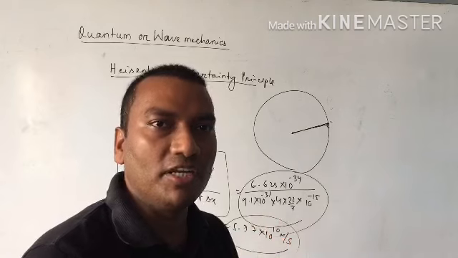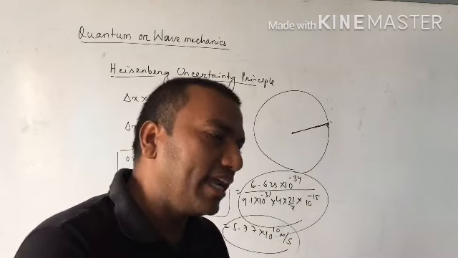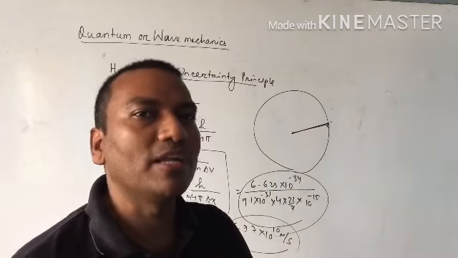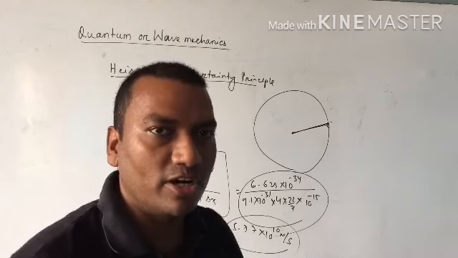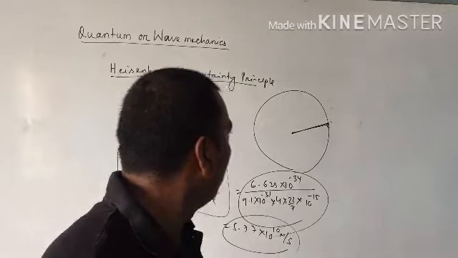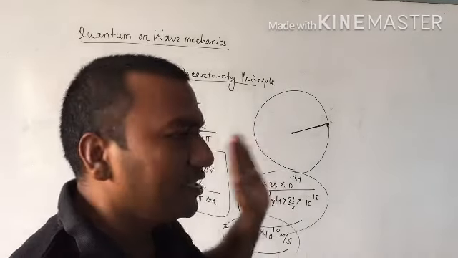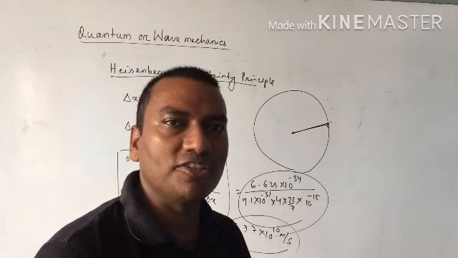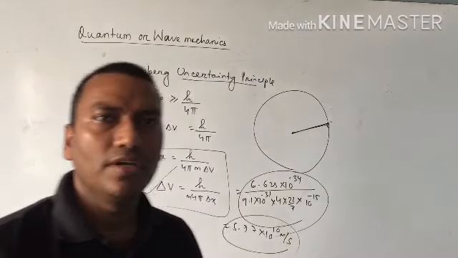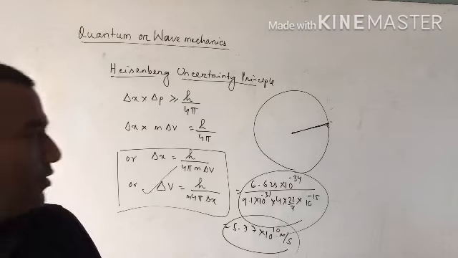Bohr theory is not given directly. Bohr theory is read directly in the principal quantum number, because the principal quantum number itself is Bohr's atomic model. So that's why the first is the de Broglie wave equation and the second one is the Heisenberg uncertainty principle.